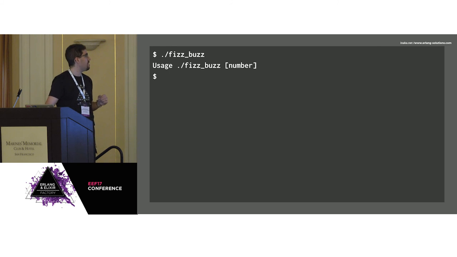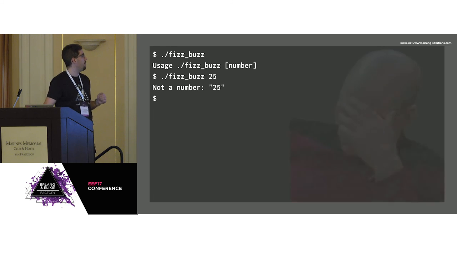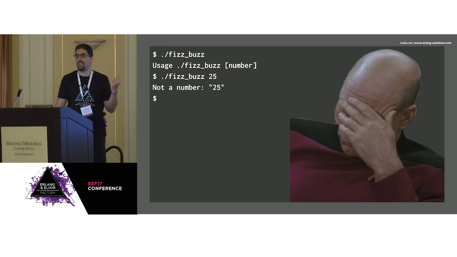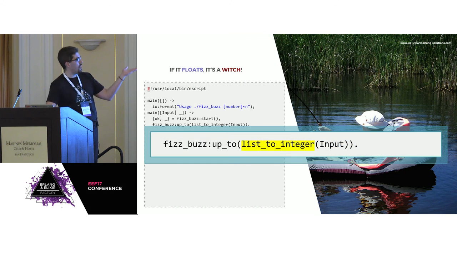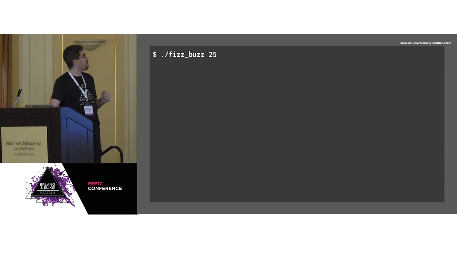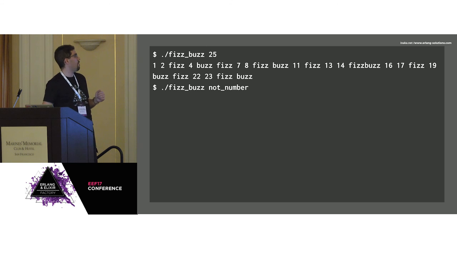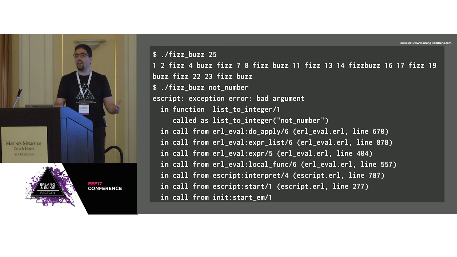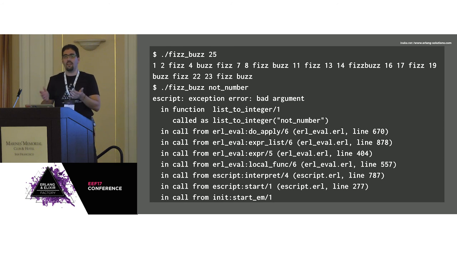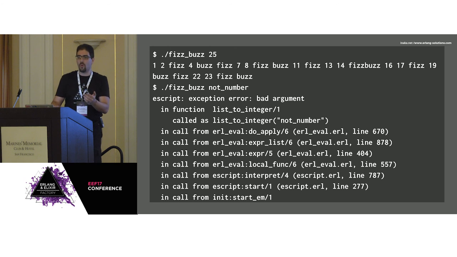This is the usage message. I try with 25. Ah, yeah, claro. 25 is not a number, of course. Every parameter is a string here. So we have to parse it. All right, let's parse it. We add list to integer there, and we parse the parameter. Fair enough. Go to the console again. Try with 25. It works. But now if we try with something that's not a number, it generated an awful exception, because list to integer produces a runtime error when the string cannot be parsed as an integer. And we don't want that.